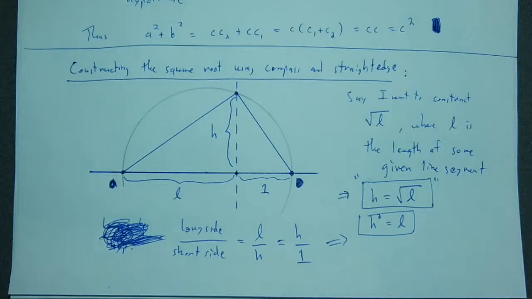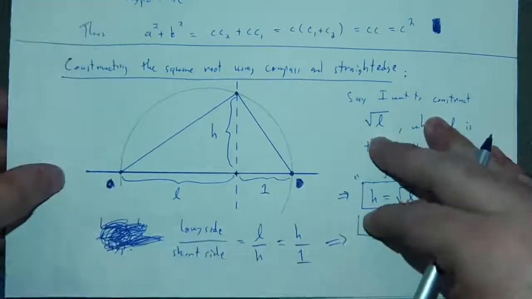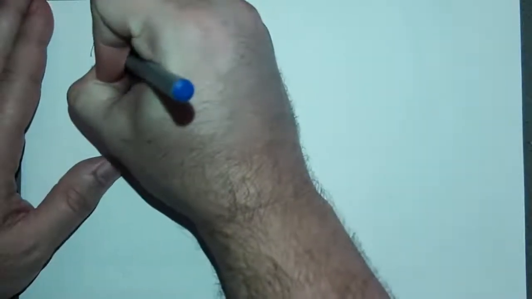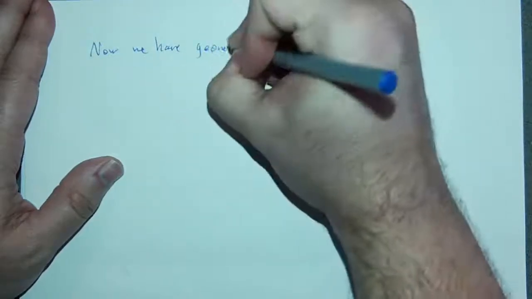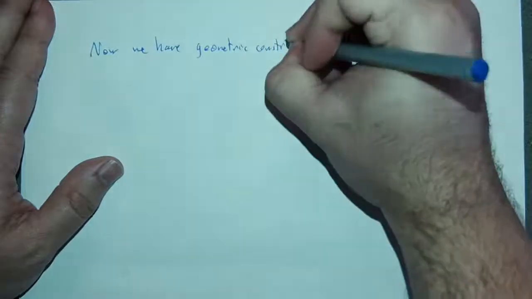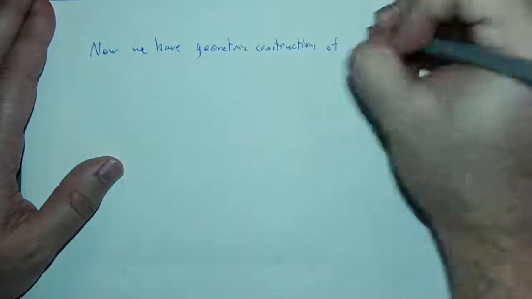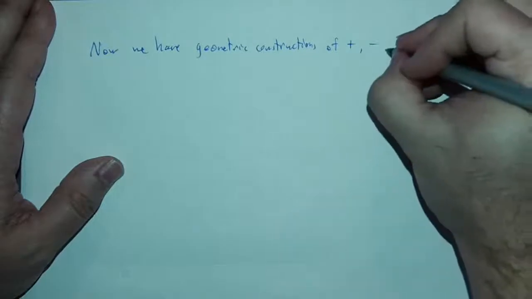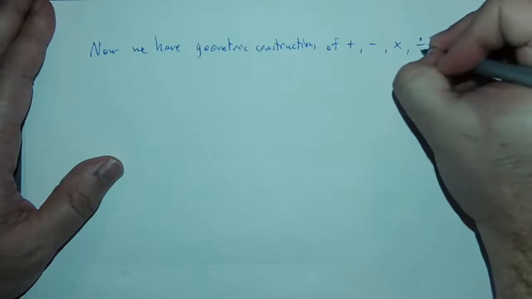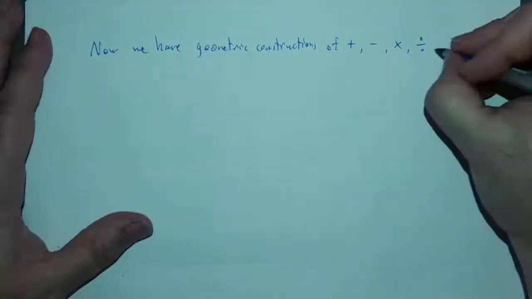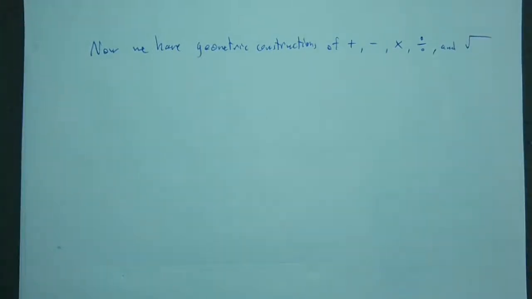What does this mean? Well, what this means is the following. So note now we have geometric constructions of plus, minus, multiplication, which I'll write as a times, and division, and taking square roots.